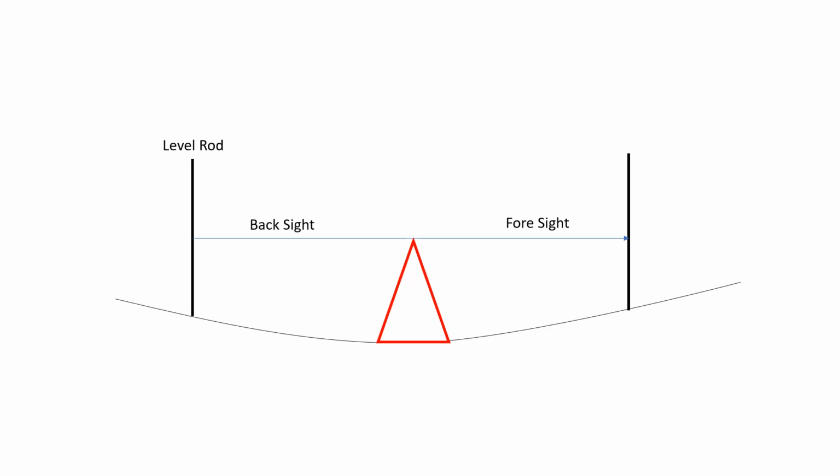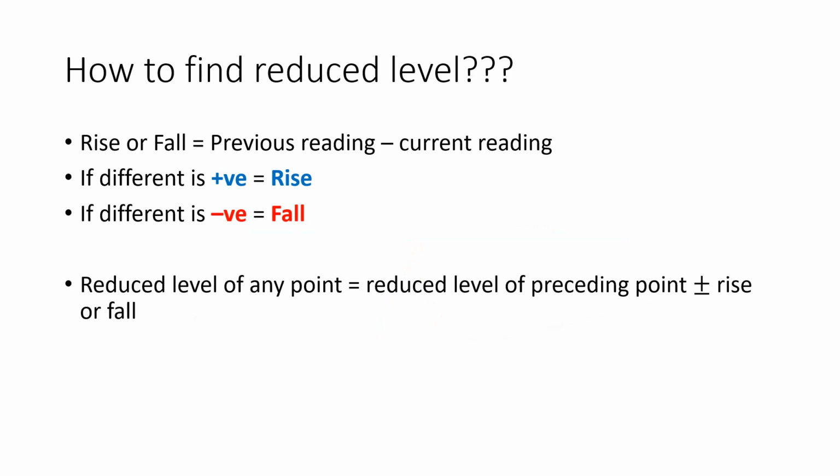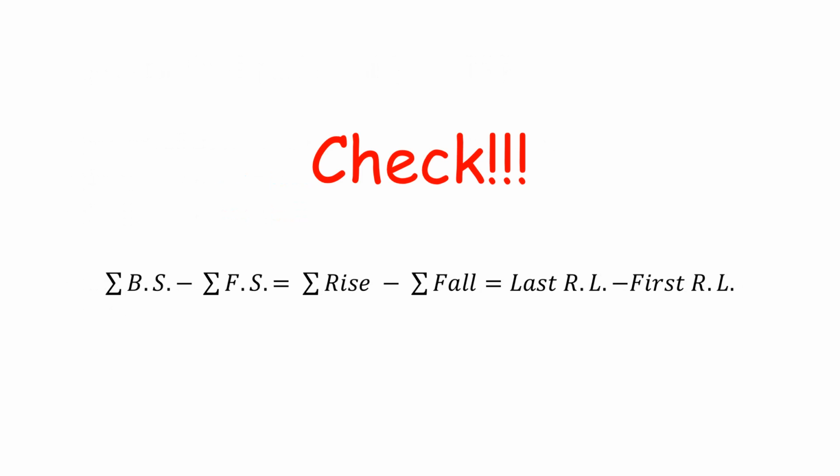Are you ready for the rise and fall method calculation? How to find the reduced level? Rise or fall depends on the previous reading minus the current reading. When the difference is positive, it means a rise. In other words, if the difference is negative, it represents a fall. So, the reduced level of any point is equivalent to the reduced level of the preceding point plus the rise or minus the fall.